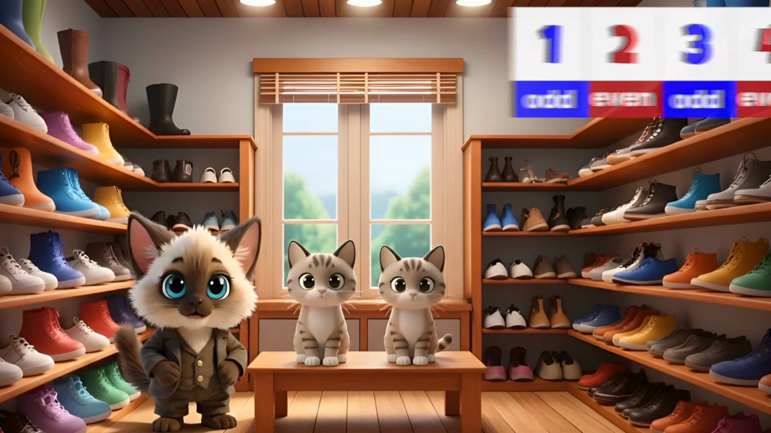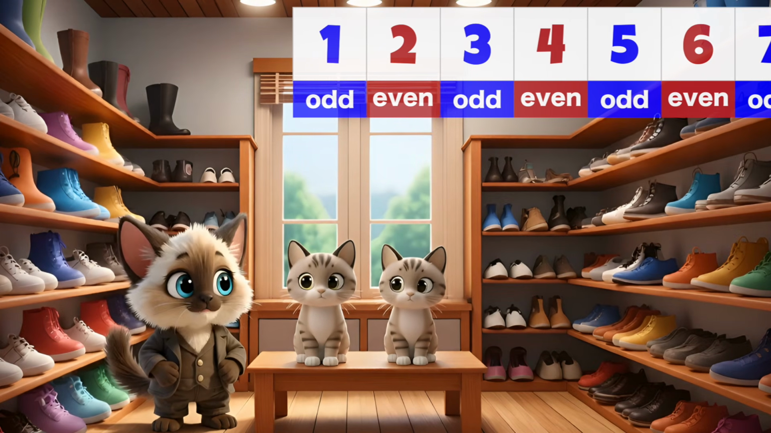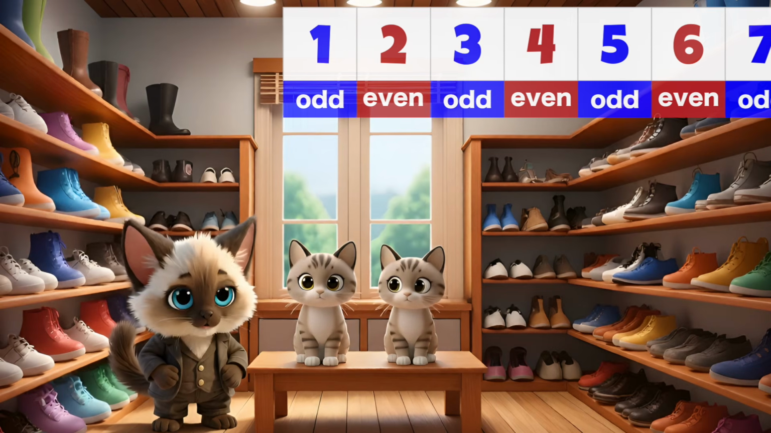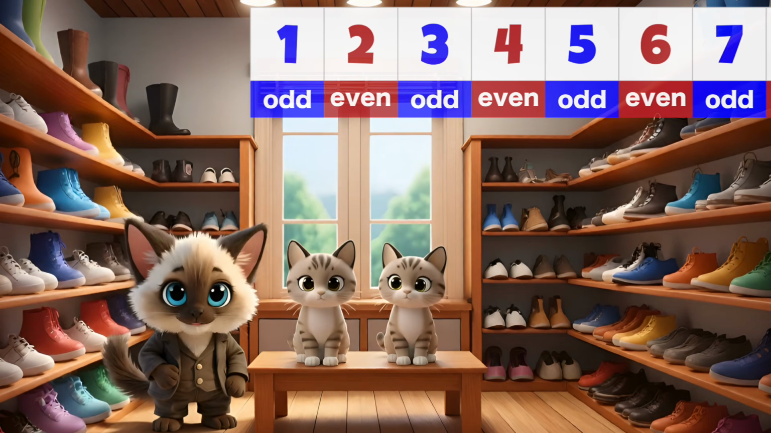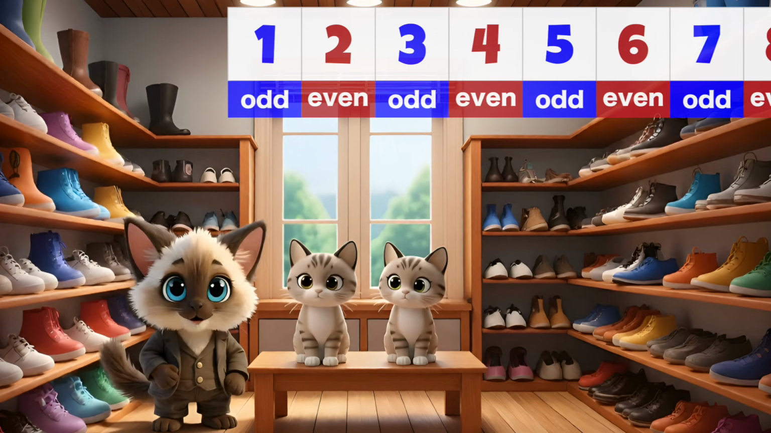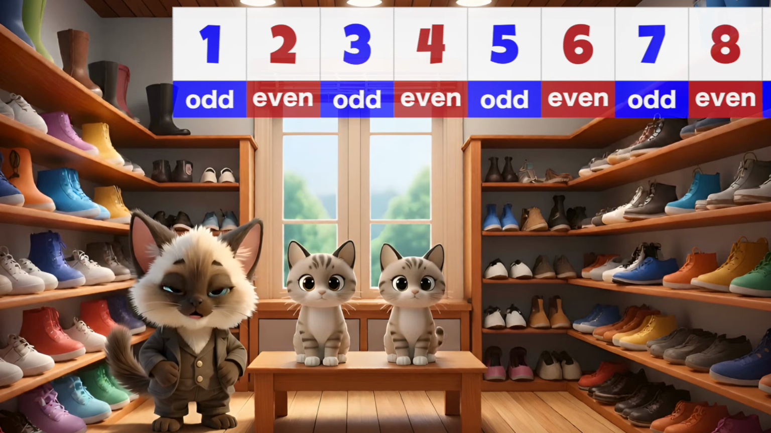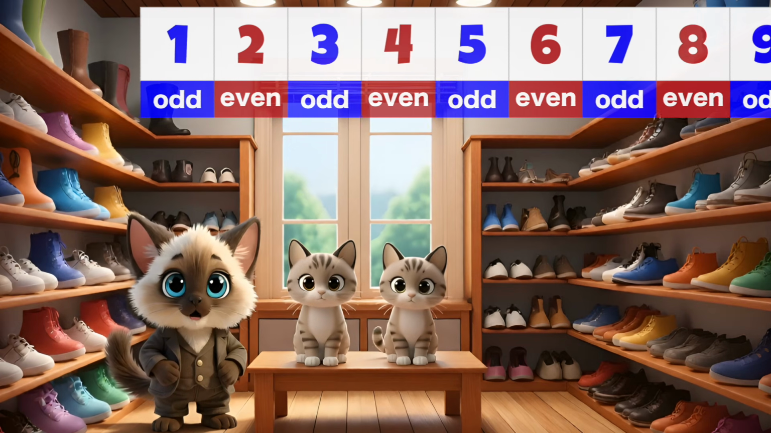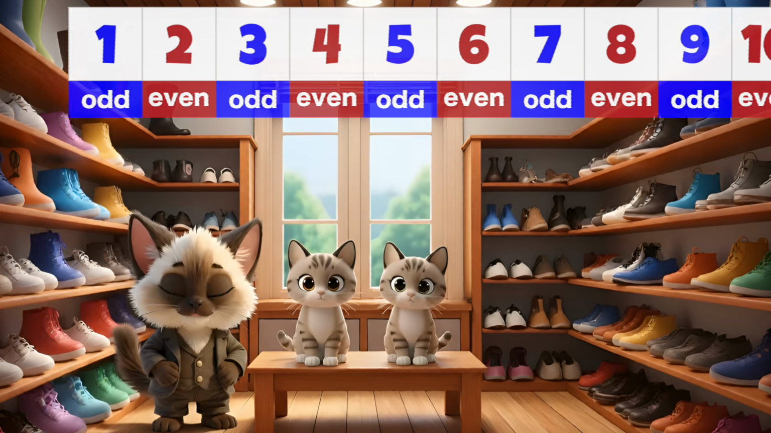Look for a pattern. 1, odd. 2, even. 3, odd. 4, even. 5, odd. 6, even. Do you notice something? Odd and even numbers take turns. Odd, even, odd, even. They keep switching.